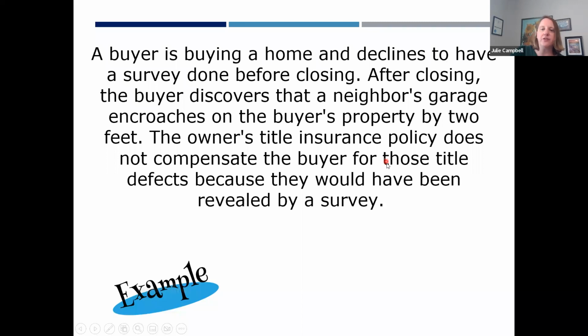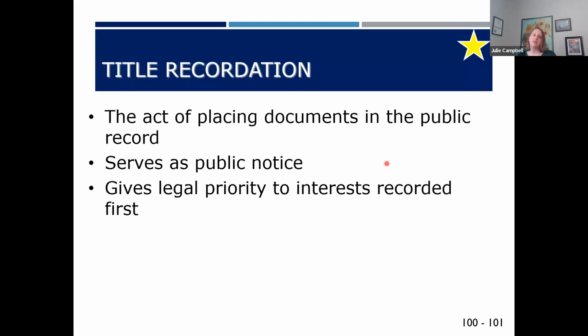Another thing that the closing attorney does for their client, the buyer, is they will record the buyer's new deed. So let's talk about title recordation. Recording a document is the act of placing the document down at the Register of Deeds in the county in which the property is located. And once you record, that serves as public notice. Remember, you guys, these things go on the public record.